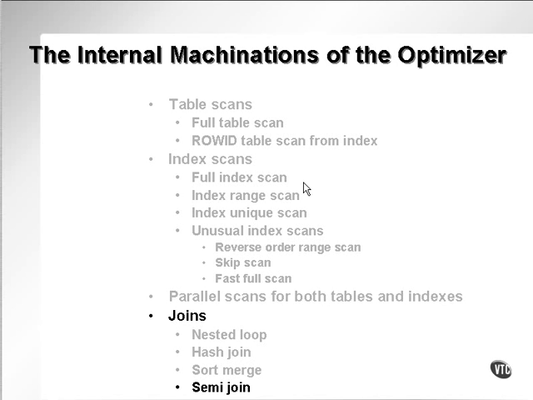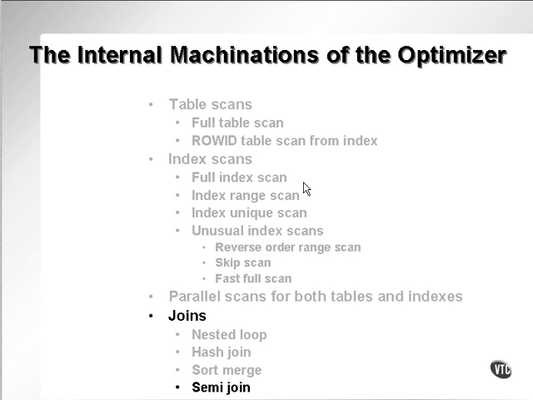A semi-join is a special type of join used with subqueries, typically with the exists and in operators, where it kind of joins but it doesn't quite join because you don't necessarily retrieve columns from the subquery, unless of course you're using an inline view, which I mentioned in a previous movie.